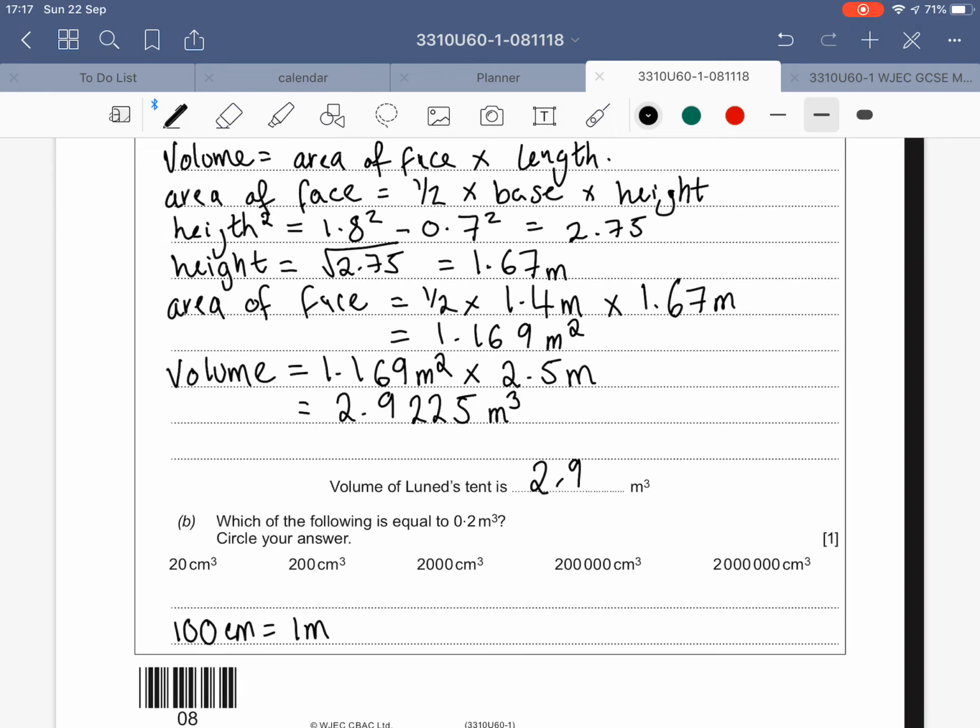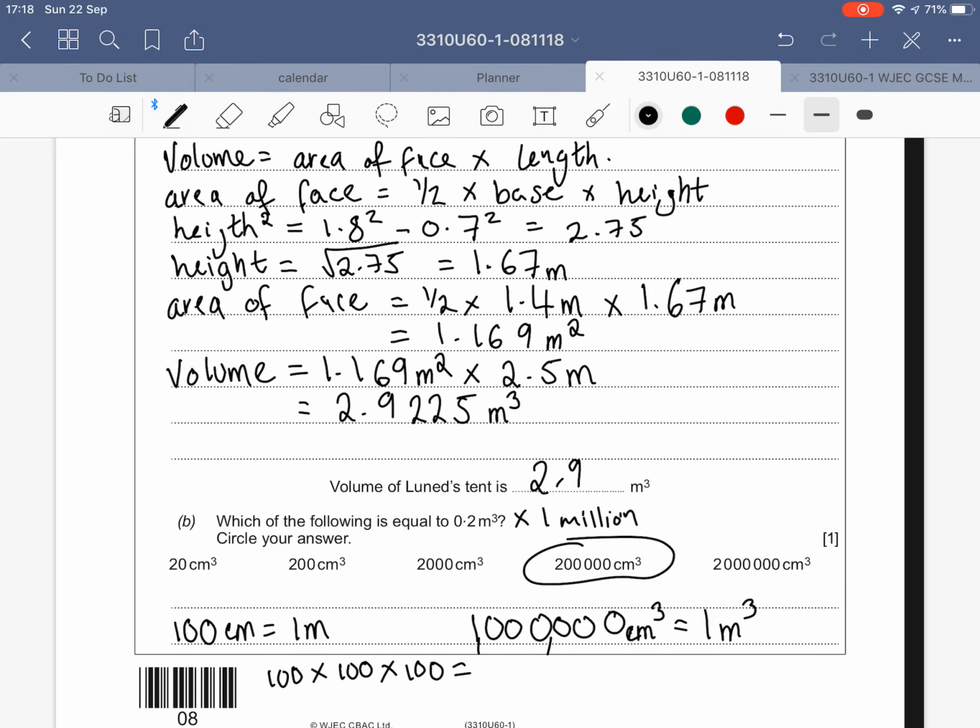Now in cubing that, you just want to cube both of them. So you want to do 100 times 100 times 100, and 1 times 1 times 1. Obviously we know 1 times 1 times 1 is 1. 100 times 100 times 100 is just 1 with all the zeros. So 1, 2, 3, 4, 5, 6, which is 1,000,000. So there's 1,000,000 centimeters cubed in a meter cubed. So you just want to times that by 1,000,000. So you want to move your decimal 6 times, which gives you 200,000.